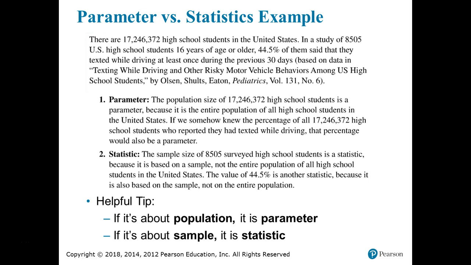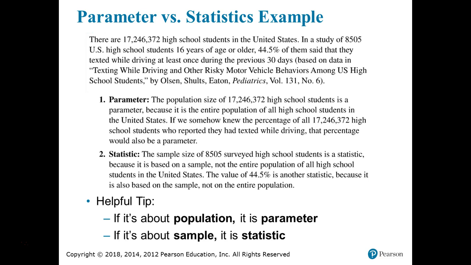So there are 17 million high school students in the United States. In a study of 8,505 high school students, 44.5 percent of them said that they texted while driving at least once in the past 30 days. So now we're going to look at the parameter versus the statistic, the population versus the sample. So the population size is 17,246,372, because it's a parameter since we're dealing with the population.